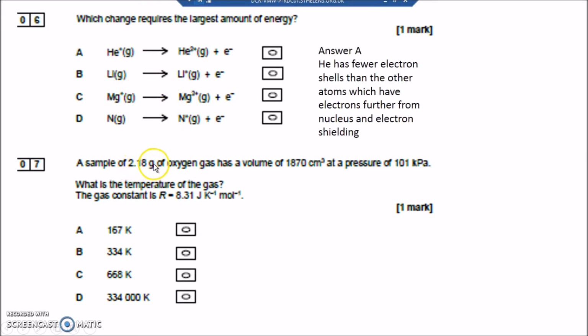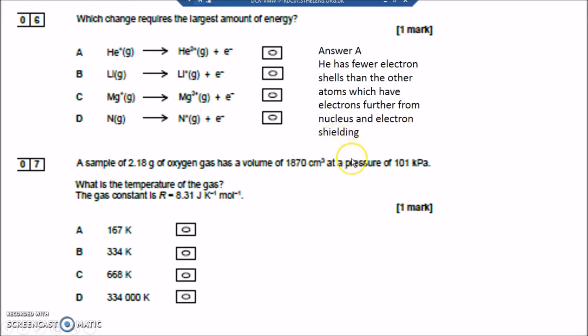A sample of 2.18 grams of oxygen has a volume of 1870 centimetre cubed, a pressure of 101 kilopascals. I've been given a gas constant, so I must be using PV equals nRT. Remember, pressure has got to be in pascals. So a large unit like kilopascals down into pascals, I'll be multiplying this number by 1,000. Remember, volume's got to be in metres cubed. Well, that's in centimetre cubed.